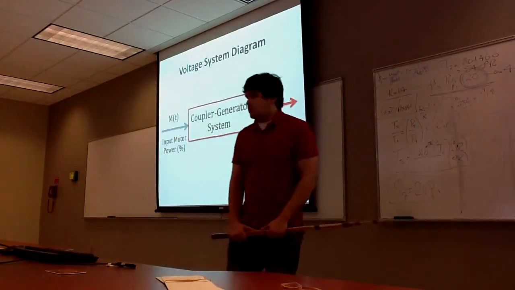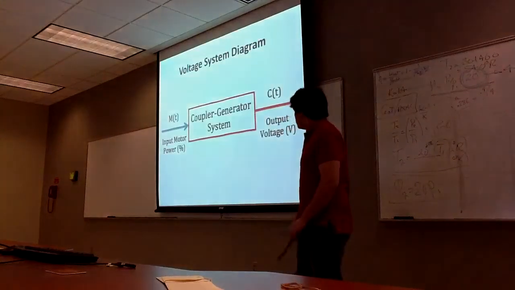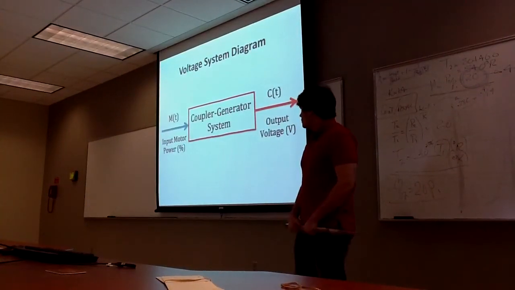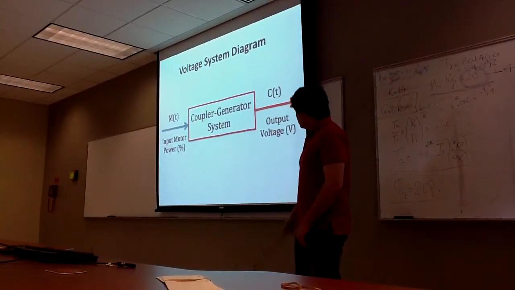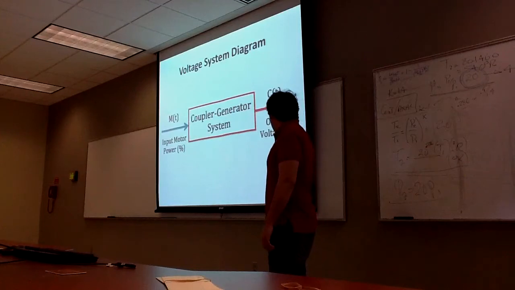This is a simple block diagram of our system. There's the blue, the input motor, which is the only variable we can control. We can control it as a percentage input, and it runs through in the output, the voltage that we measure.